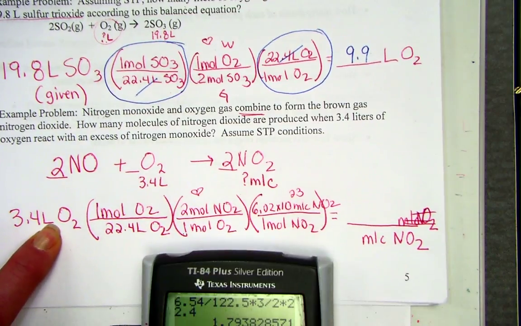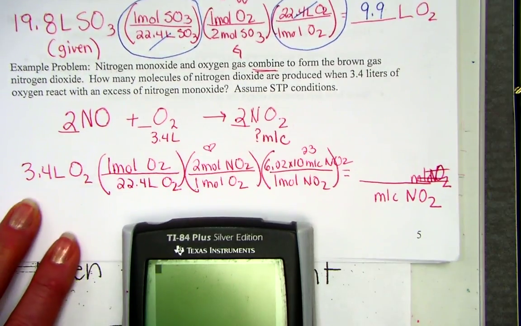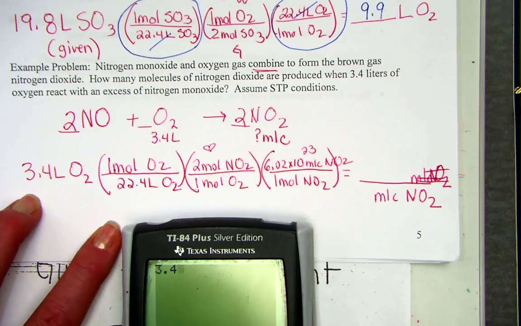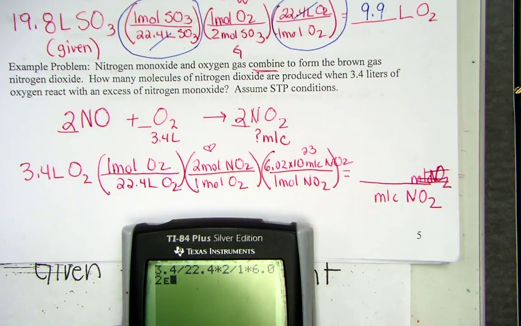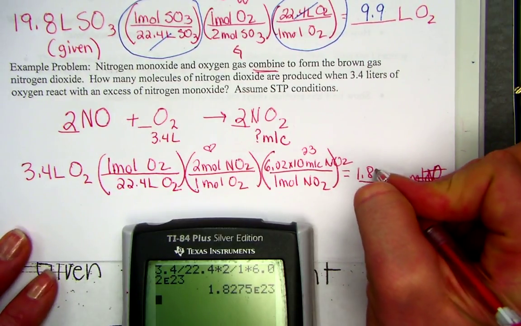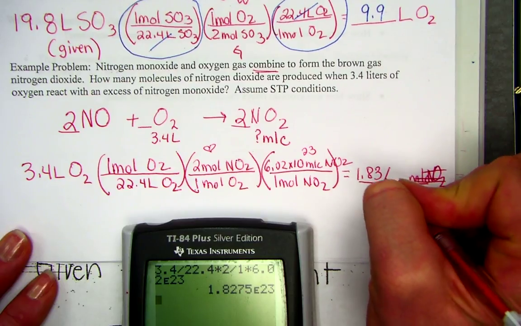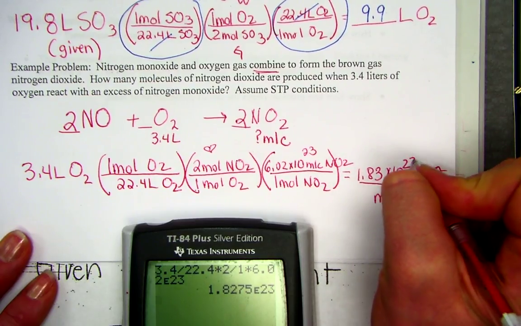Please hit it with me to become confident with your calculator. Start with the given amount of 3.4 liters. Divide by the molar volume, 22.4. For the ratio, we have 2/1 times Avogadro's number, 6.02, second function E, to get that times 10 to the button, 23rd power. And I'm finding 1.8, I'll say 1.83 times 10 to the 23rd power.